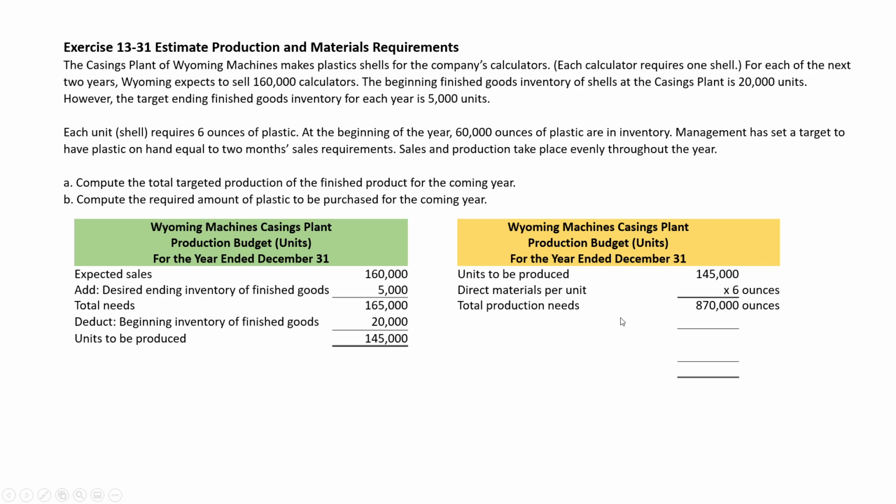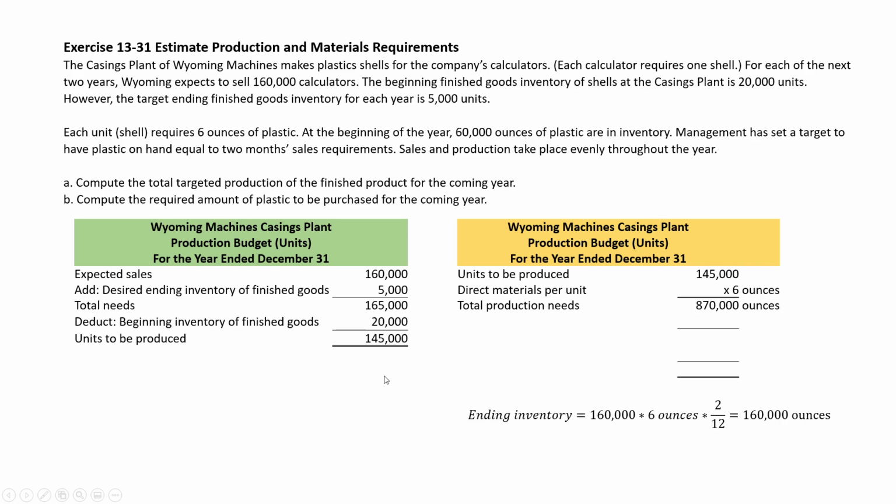Do I want to have some ending inventory of plastic on hand? Again, if sales are higher and I need to produce higher, that I have a buffer out there. If I have some quality issues, that I have a buffer out there. Also, starting next year, I have a buffer of inventory. They're not shut down as far as the plant, just waiting for more materials to come in. So I read through my scenario and it says that management has set a target to have plastic on hand equal to 2 months' sales requirements.